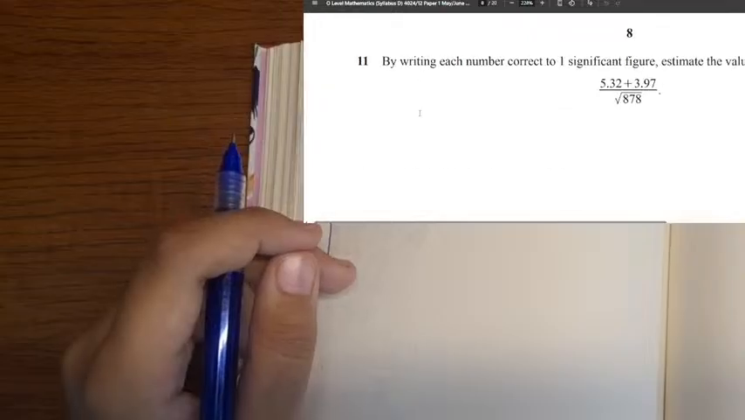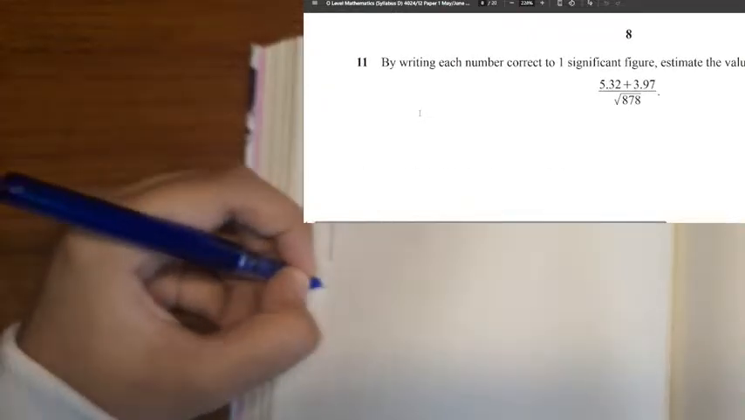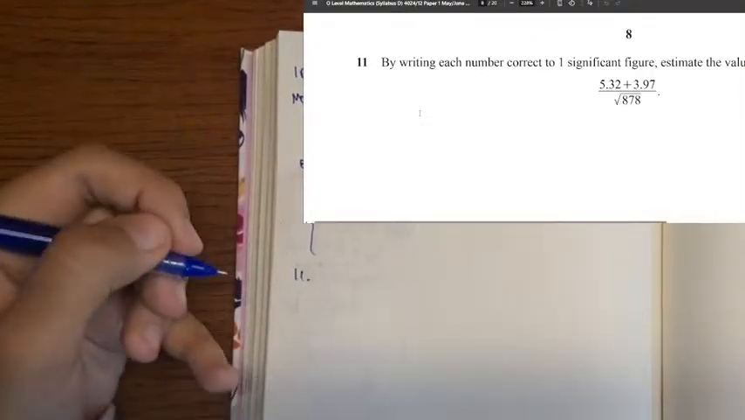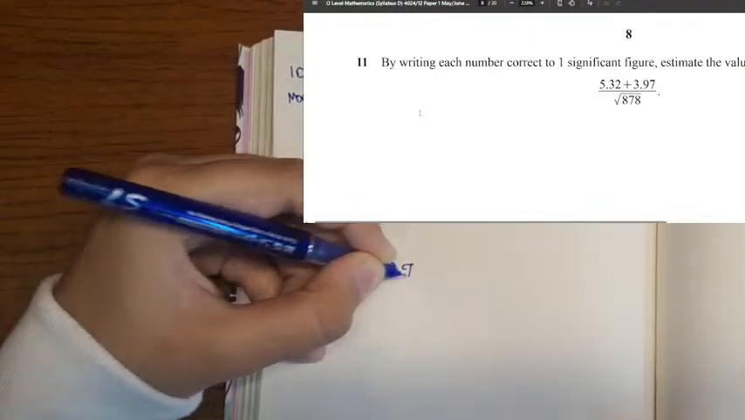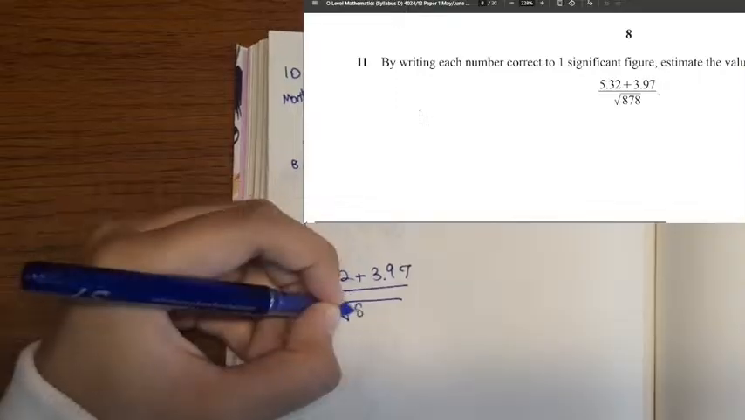Let's move on from this. Now the next question that we're given is that we need to write each number to one significant figure and estimate the value of this expression. One significant figure means after one digit we need to basically round it off up or down depending on the digit. 5.32 plus 3.97 upon root 878.